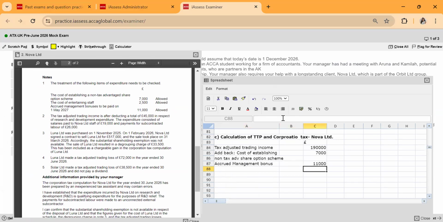Okay, now the next one. It is referring to note 2 also. The tax adjusted trading income is after deducting a total of 45,000 in respect of the research and development expenditure. Remember the RDEC scheme that can be applicable. So that expenditure is allowed to be deducted. The expenditure consists of salaries to Nova staff, 19,000, and the payment for the subcontractor labor. So if you remember, we have disqualification. Do you remember?